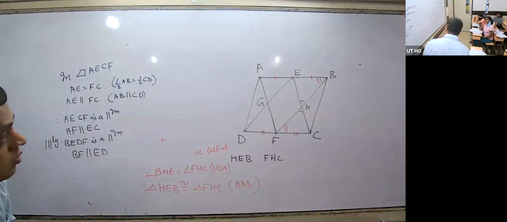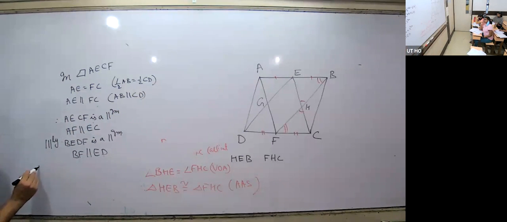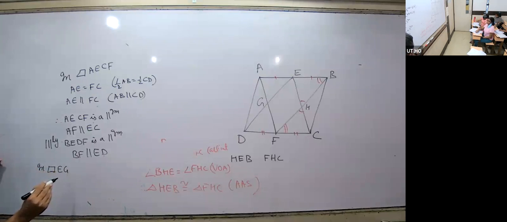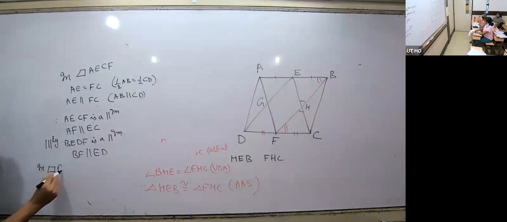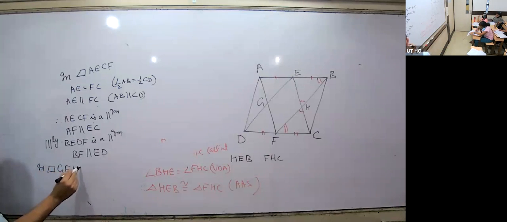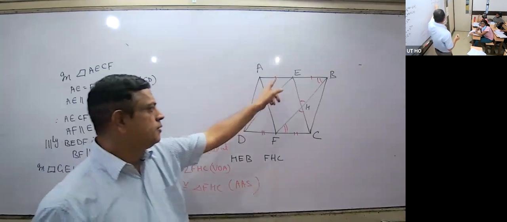EBDF. Okay. So in quadrilateral GEHF, what is the proof that it is a parallelogram? GEHF. Same thing only. GEHF is what?